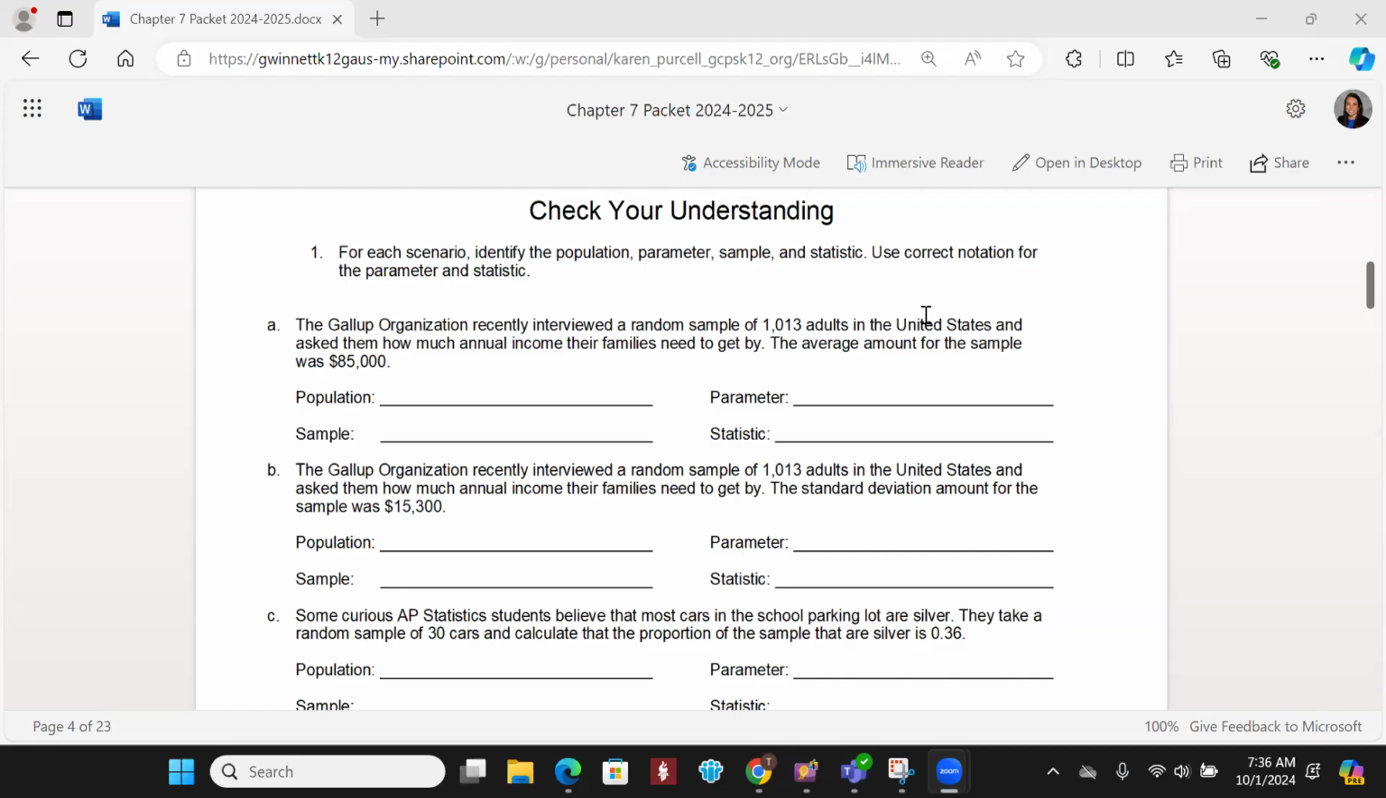So the Gallup organization, which by the way does a lot of stuff, like when you go to college, they do a lot of research. Lots of surveys come from them. They recently interviewed a random sample of 1,013 adults in the United States and asked them how much annual income their families need to get by. The average amount for the sample was 85,000.